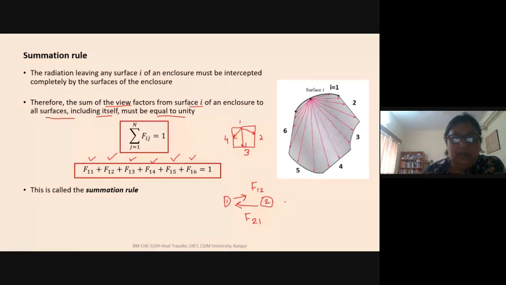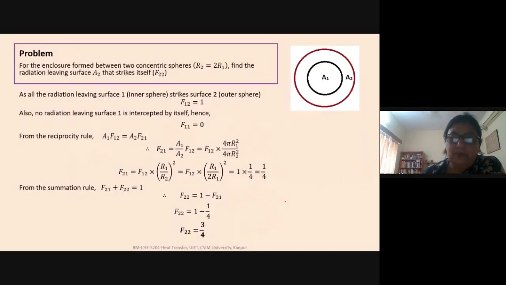So let us do a couple of small problems to understand this view factor. Look at this situation. We have an enclosure formed between 2 concentric circles. That means there are 2 circles. One is this circle, which is given by the area A1, the black one. And one is this red circle, which is outside, which is given by the area A2. These 2 circles are concentric. Concentric means they both have the same center. And you are told that there is a relationship that R2 is equal to 2R1.